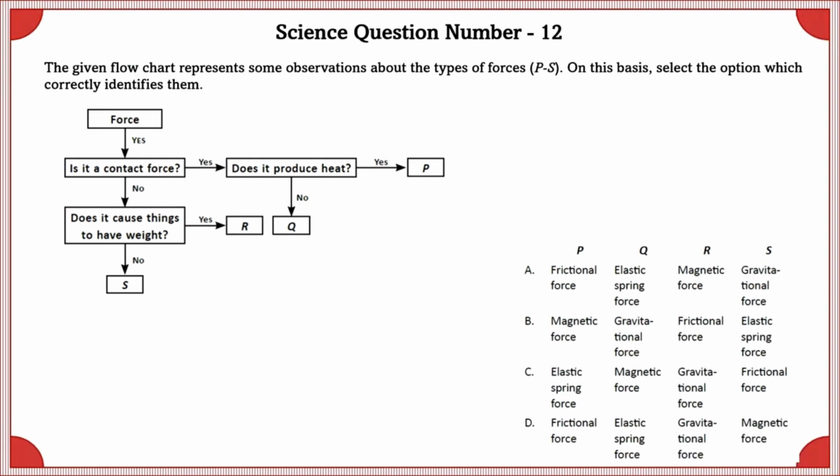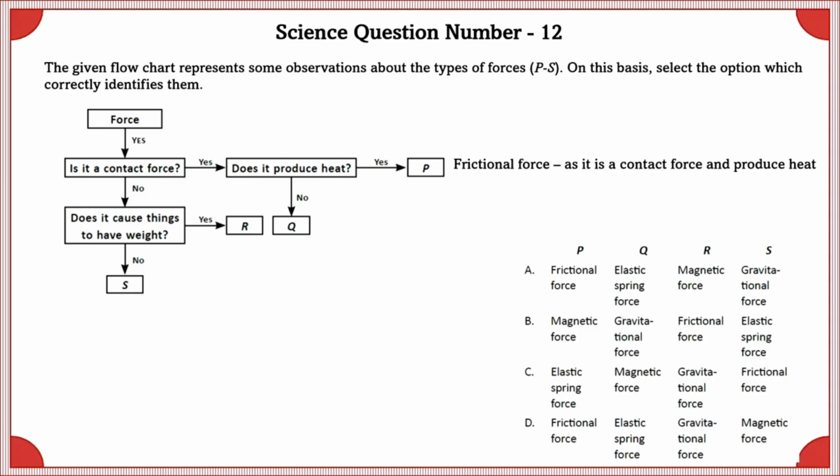Science question number 12. The given flowchart represents some observations about the type of forces P to S. On this basis, select the option which correctly identifies them. Force, yes. Is it a contact force? Yes. Does it produce heat? Yes. So P can be frictional force as it is a contact force and produces heat.